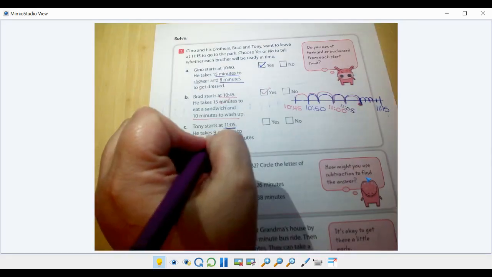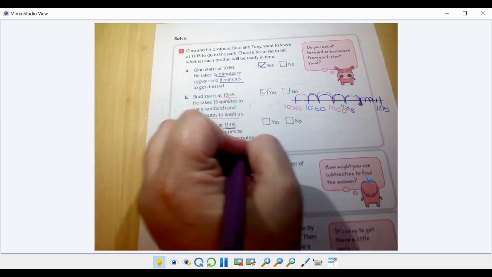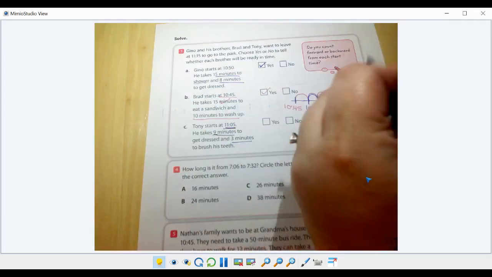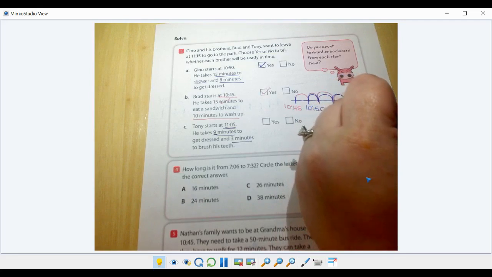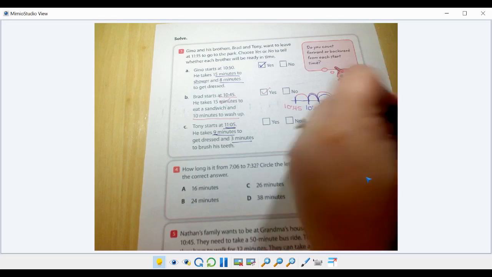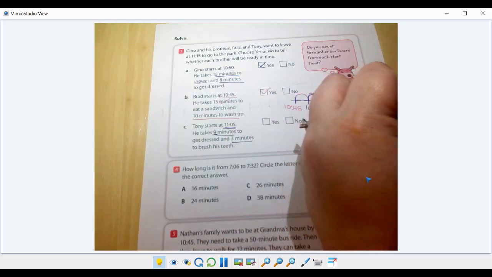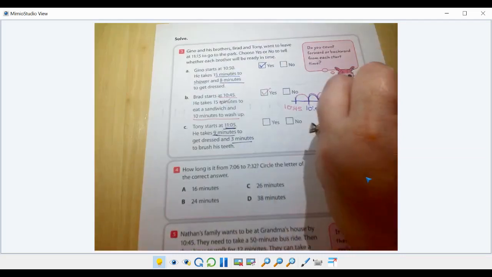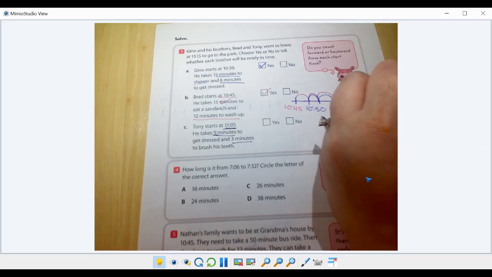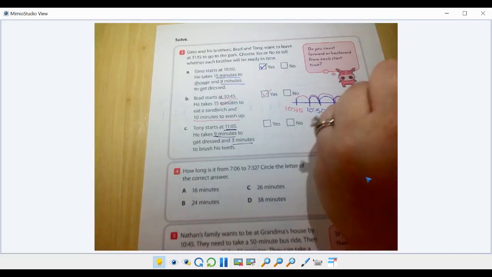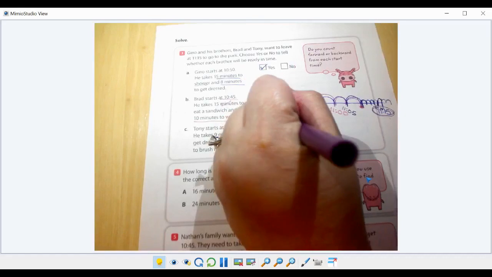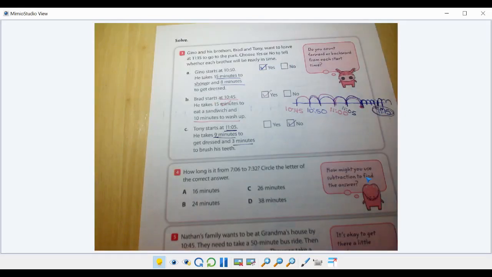He takes 9 minutes to get dressed and 3 minutes to brush his teeth. All right, 9 minutes to get dressed. So that's 5, 6, 7, 8, 9. So he's right here. That would be 11:14. Then it takes him 3 more minutes. 1, 2, 3. So will he be ready in time? No, because we had to go past 11:15. So he will not be ready.